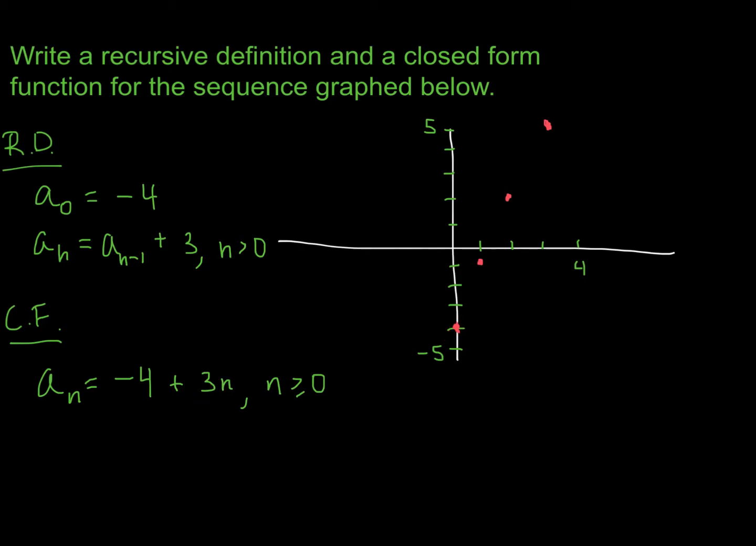Right, so if I'm starting at the 0th term, I don't want to add any 3's, so it's just going to be 3 times 0. And that works, of course, for n greater than or equal to 0.